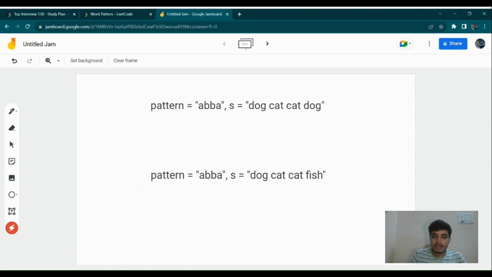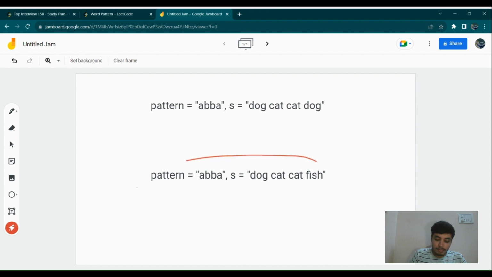So by this pattern, you can simply say that here A is mapped to dog and B is mapped to cat. That means whenever you have A, we have dog, and whenever you have B, we have cat. That means every character in our pattern is mapped to a unique string in our s string, and by this you can simply get the same pattern. It is very clear to understand.